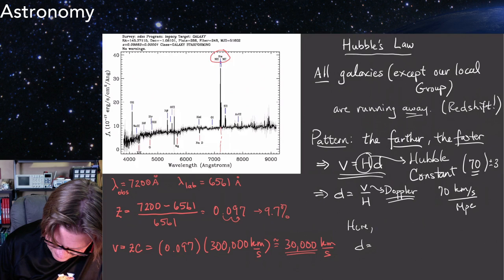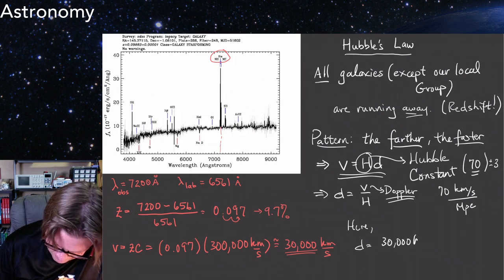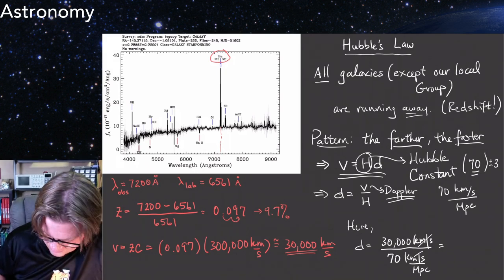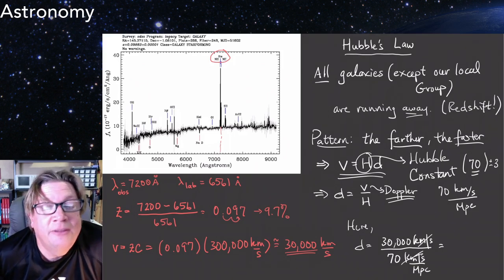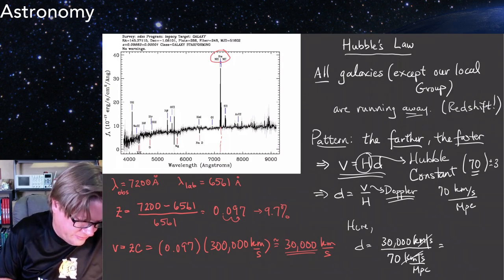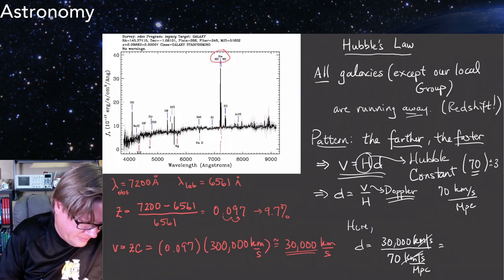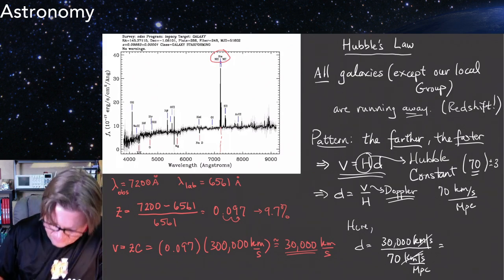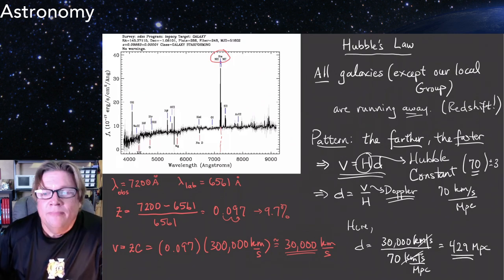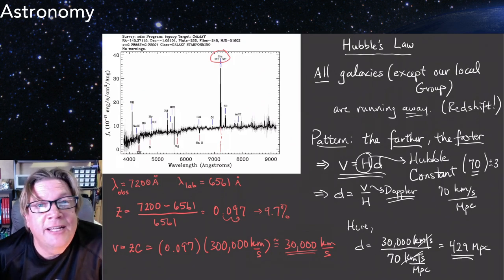Okay, so now I have everything I need. Calculate the distance. The distance is going to be 30,000 kilometers per second divided by Hubble, 70 kilometers per second per megaparsec. That means the units cancel. Anyway, you just divide the 30,000 by the 70, and here's what you get. 429 megaparsecs. There we go. That's the distance to the galaxy.